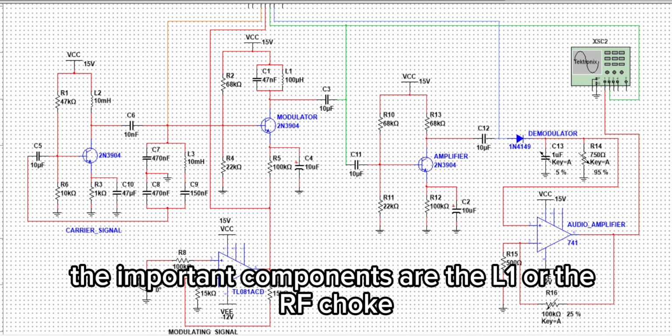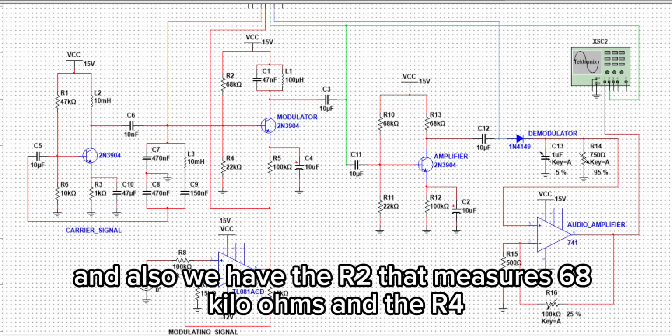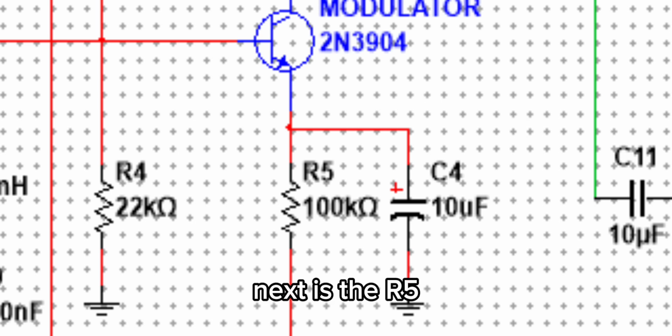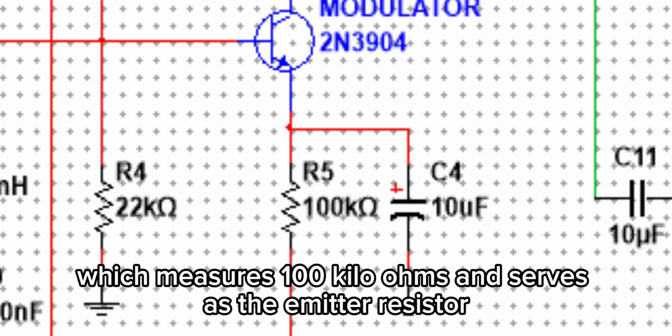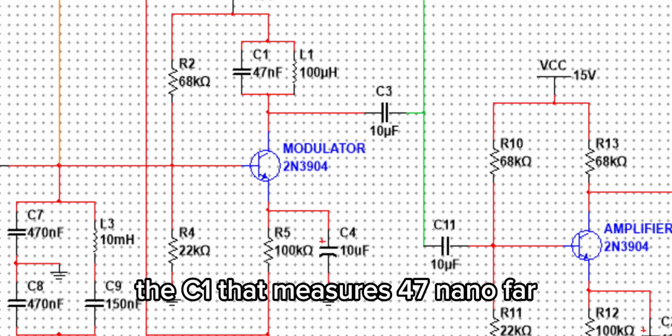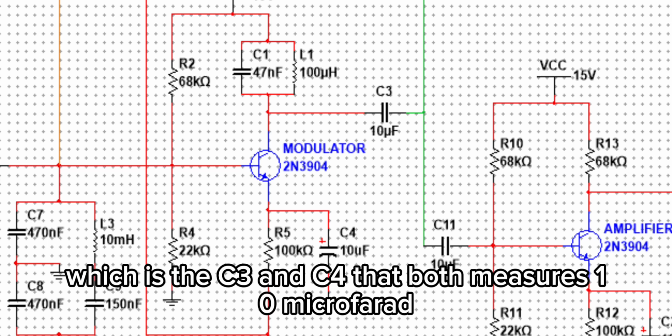The important components are the L1 or the RF choke, which measures 100 microhenry, and also we have the R2 that measures 68 kiloohms and the R4 22 kiloohms, which are the bias network. Next is the R5, which measures 100 kiloohms and serves as the emitter resistor. We also have the RF coupling, the C1, that measures 47 nanofarad, and the two bypass capacitors, which are the C3 and C4 that both measure 10 microfarad.